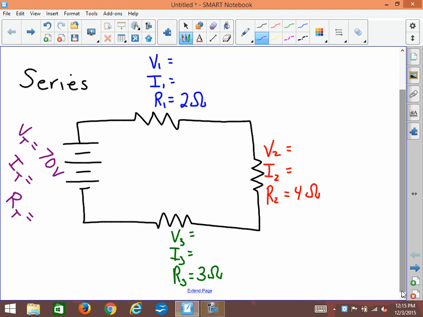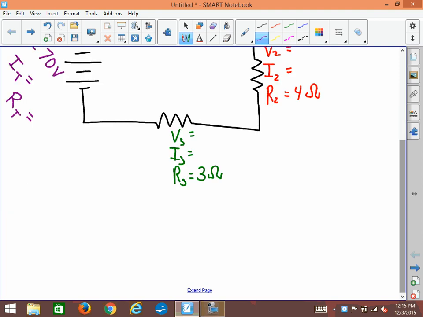So all we know about voltage in a series circuit is that the voltage drop at 1 and at 2 and at 3 has to add up to 70. But that could be any 3 numbers that add to 70. So I can't really start there. I have no information about the current, but I do have quite a bit of information about the resistances.